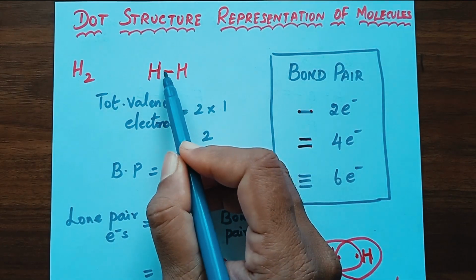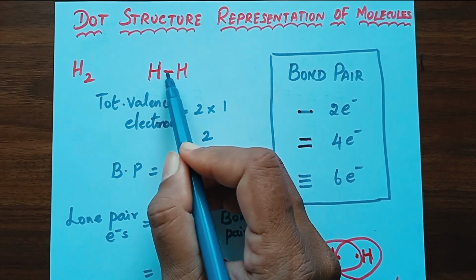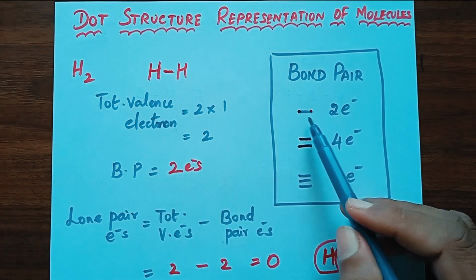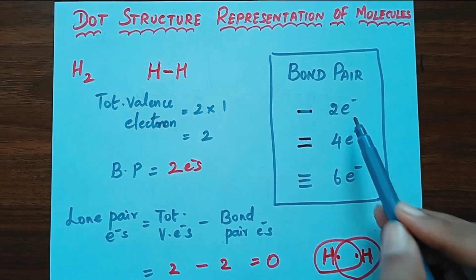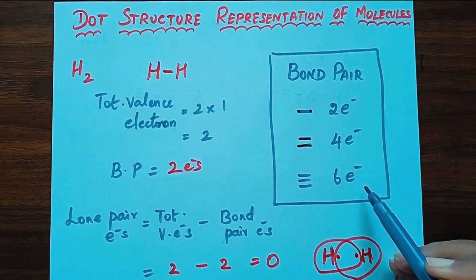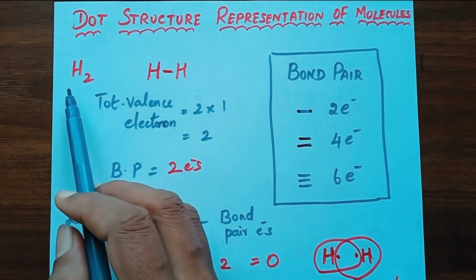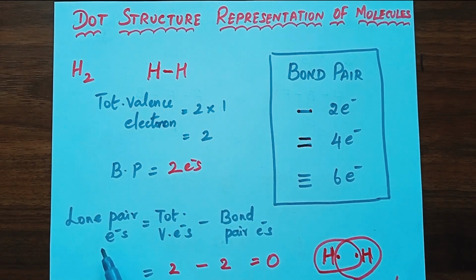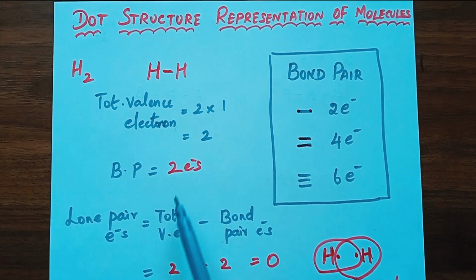Bond pair of electrons is nothing but the bond between the two atoms. There is a single bond here. For a single bond we need 2 electrons for bond pairing. Same for a double bond, we need 4 electrons, and for a triple bond we need 6 electrons. So the bond pair of electrons in H2 is 2, and we need to find the lone pair of electrons. The formula is: total valence electrons minus the bond pair electrons will give the lone pair of electrons. So the total valence electron here is 2 minus bond pair of electrons 2, so there is no lone pair of electrons here.